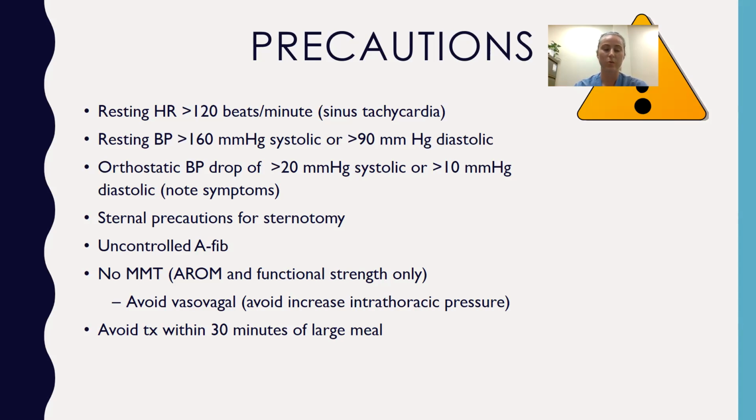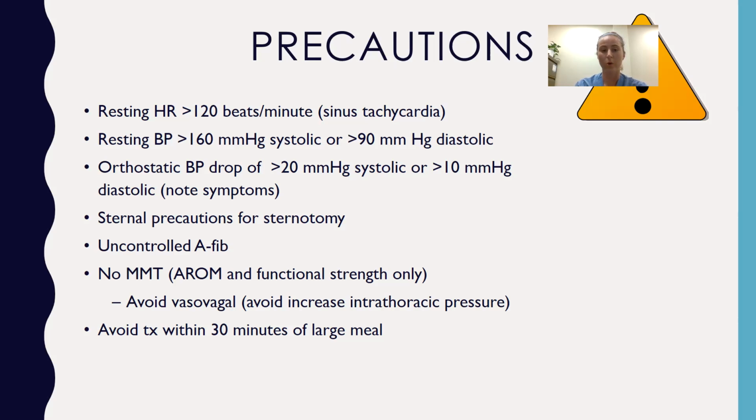For these precautions, you want to assess their resting heart rate. If it's more than 120 beats per minute, that's something that you should be a little wary of. And this is only if it's in sinus rhythm. So if a patient is in AFib, sometimes they're hanging out in this 120 beats per minute, and that's okay. But if they're 120 beats per minute at rest and sinus tachy, then you kind of want to take caution. Also, if they have a resting blood pressure greater than 160 systolic or greater than 90 diastolic, if they have orthostatic hypotension, you also want to note if they have symptoms with that as well.